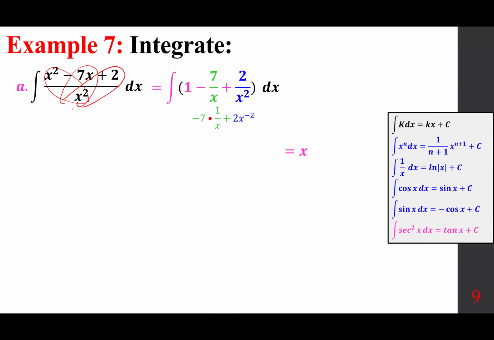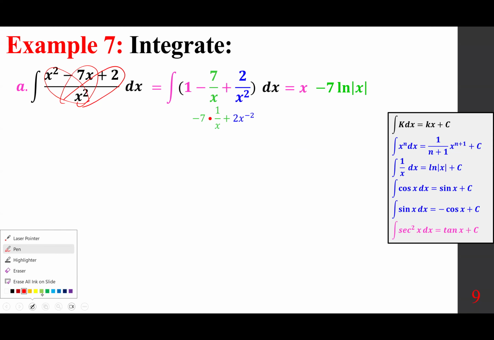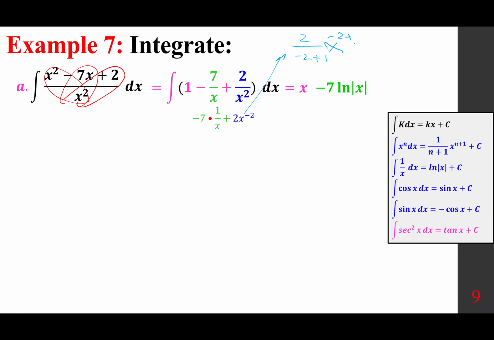1 gives you x, minus 7 times 1 over x gives you ln x. And this one is 2 over negative 2 plus 1, x to the power of negative 2 plus 1, which is negative 2x to the power of negative 1, or minus 2 over x plus a constant.